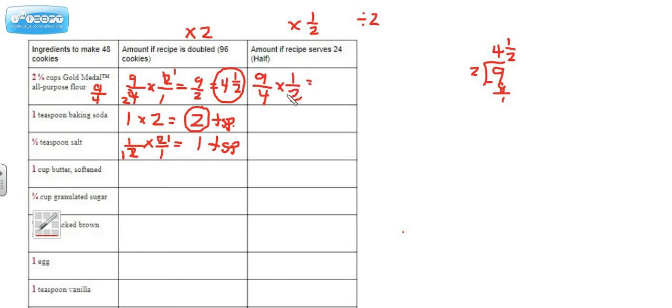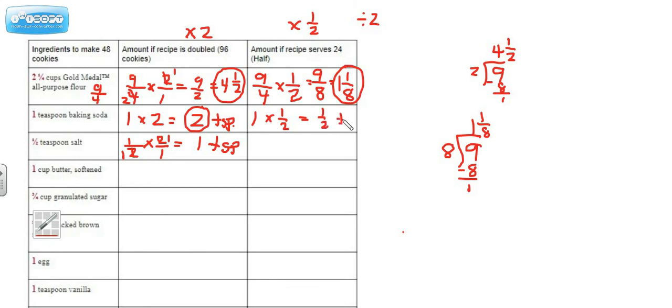All right, there's not really any reducing opportunity. So here we get the 9, and here we get the 8. And if we rethink that as a mixed number, 9 divided by 8, that would go in once. So we'd get 1 1/8. You need 1 1/8 cups of flour for halving the recipe. All right, so if we take half of 1, 1 times 1/2, that's going to be 1/2, right? 1/2 teaspoon of baking soda.